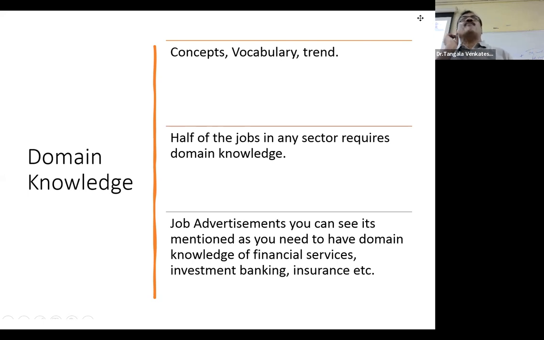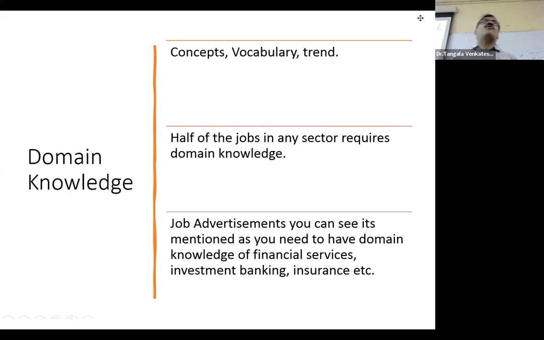Many of you might be thinking that I need to read according to the syllabus, I have to answer these 2 marks questions, 5 marks questions. Then you will not be able to develop domain knowledge. How can you gain domain knowledge? At the end of the textbook, you can see there is a glossary. You need to read these concepts.